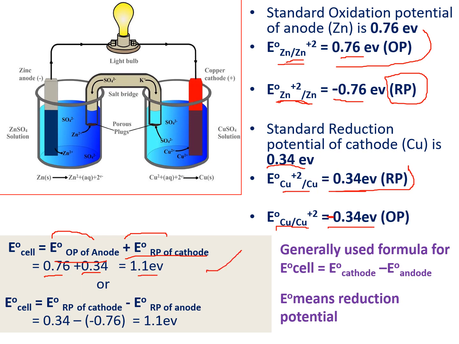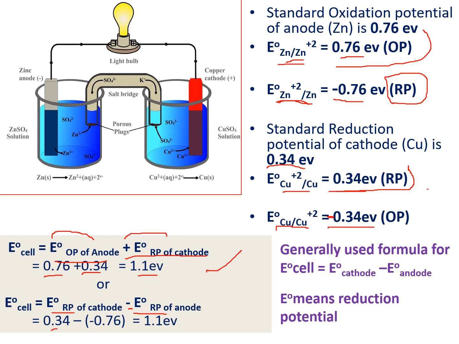You can check the second formula also. The second formula is the difference between the reduction potential of the cathode and the reduction potential of the anode. So, since it is a difference, a minus is there. The reduction potential of the cathode doesn't change, 0.34.